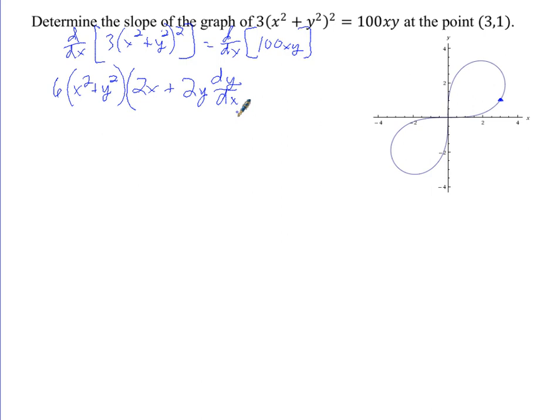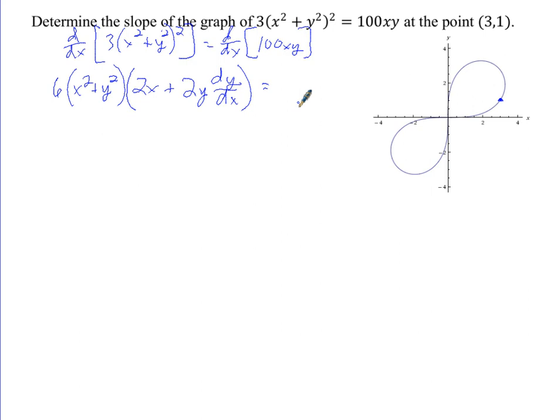Is that it? Close the parentheses. Are we done? We're using the general power rule for this. The 2 came down. We rewrote what was inside. We decayed the exponent by 1. And then we had to differentiate implicitly on the inside. Good. Now move to the other side.